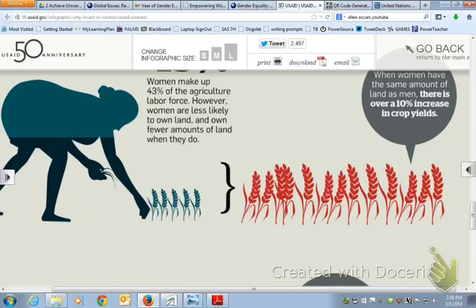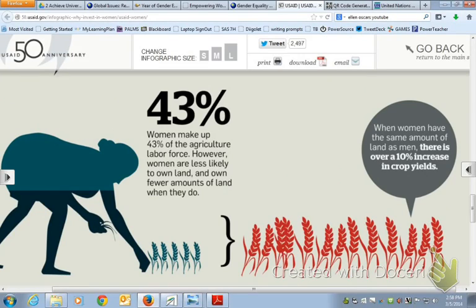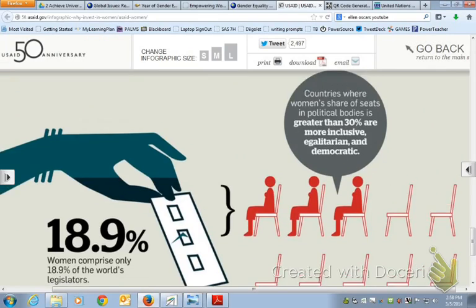All right, what do we have next? We've talked about this before, but in terms of agriculture, if you give women the same amount of land as men, then you will see an increase of about 10% in your crop yields. And when we say crop yields, maybe I haven't been clear about this in the past, but that's how many crops you are producing. So if you give them land, we'll get more crops. No brainer.